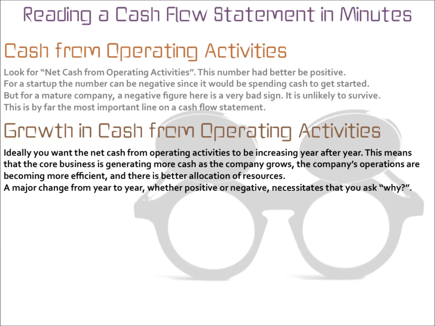Growth in cash from operating activities. Ideally, you want the net cash from operating activities to be increasing year after year. This means that the core business is generating more cash as the company grows. The company's operations are becoming more efficient and there is better allocation of resources. A major change from year to year, whether positive or negative, necessitates that you ask, why?